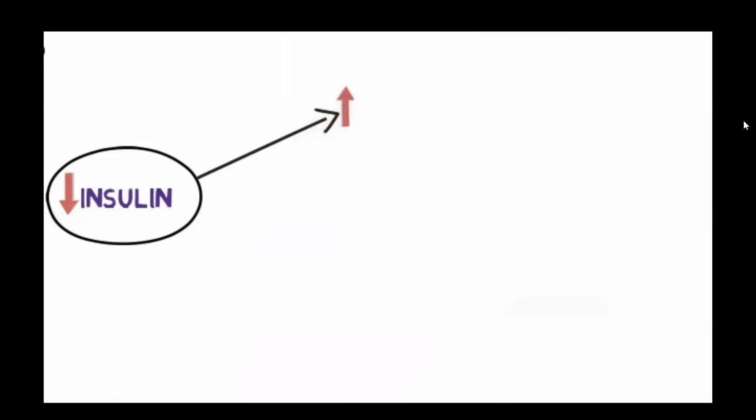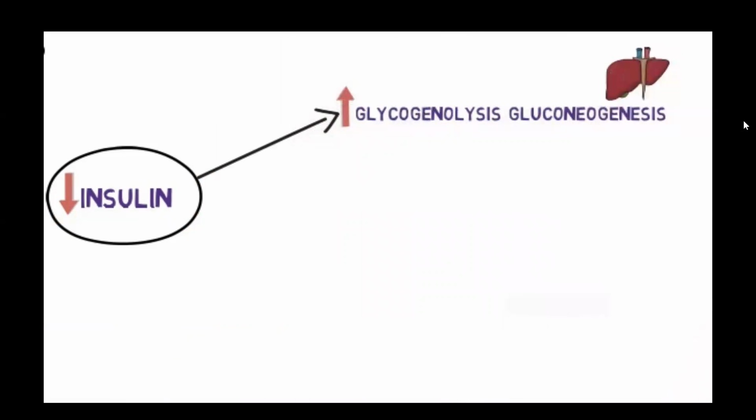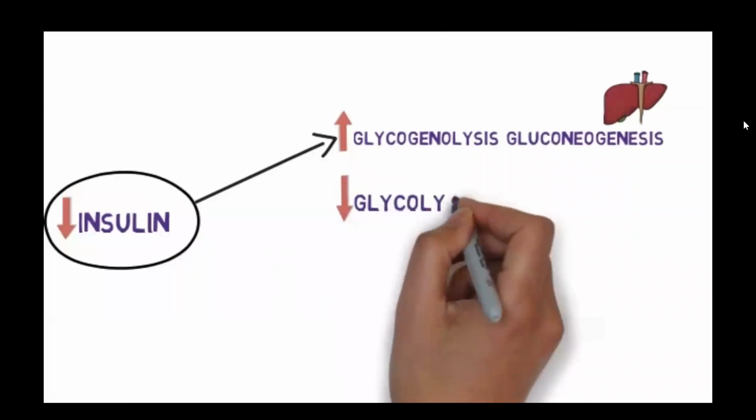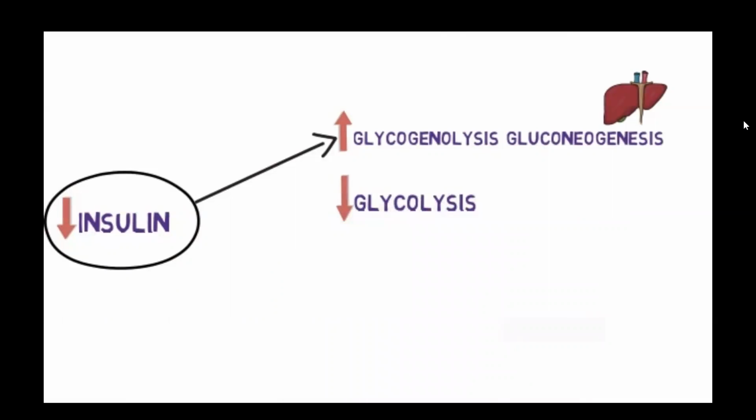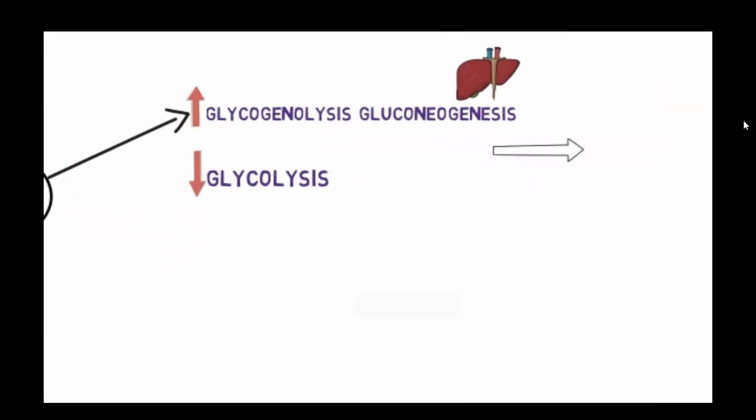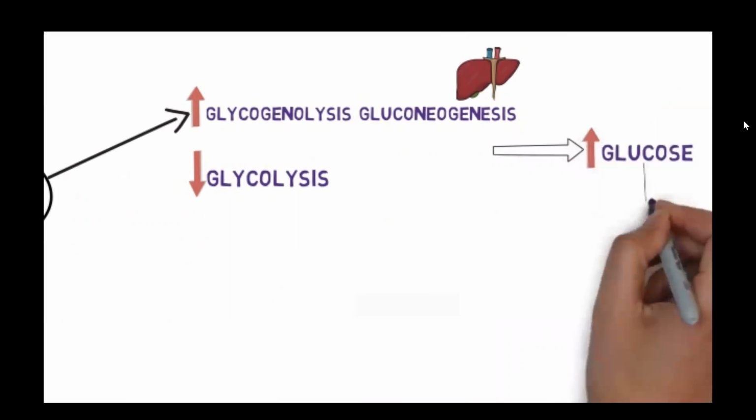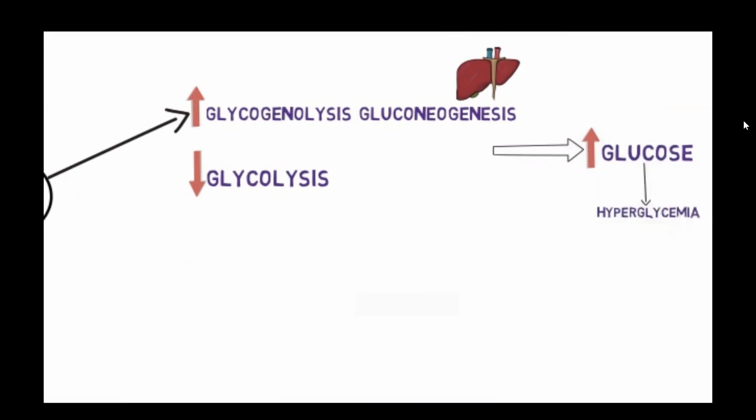Let's see how. Now, since we have decreased or absent insulin, there is an increase in glycogenolysis and gluconeogenesis in the liver. Also, there is a decrease in glycolysis in the liver. If insulin was present, these processes would have been slowed. Now, as a result of all these processes, there is an increase in the blood glucose level, leading to hyperglycemia. This hyperglycemia leads to glycosuria and eventually polyuria, because more glucose is lost in the urine. As a result of the polyuria, we get dehydrated and this will lead to hypotension also.